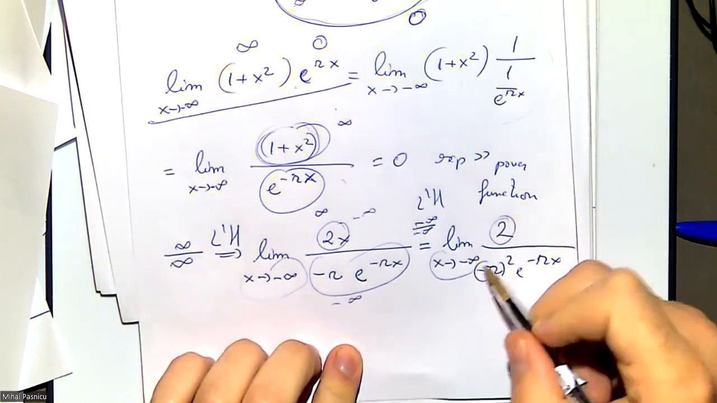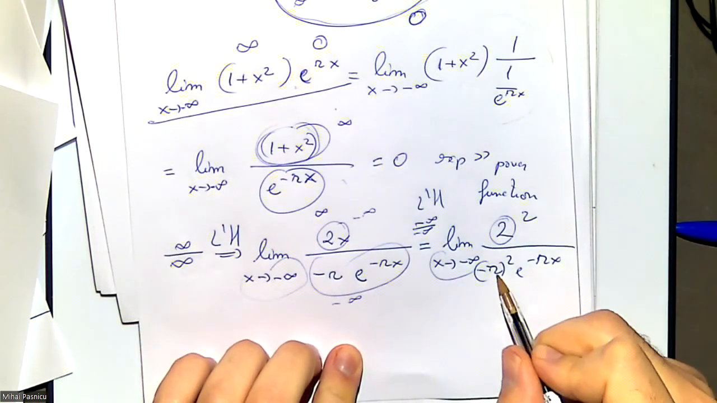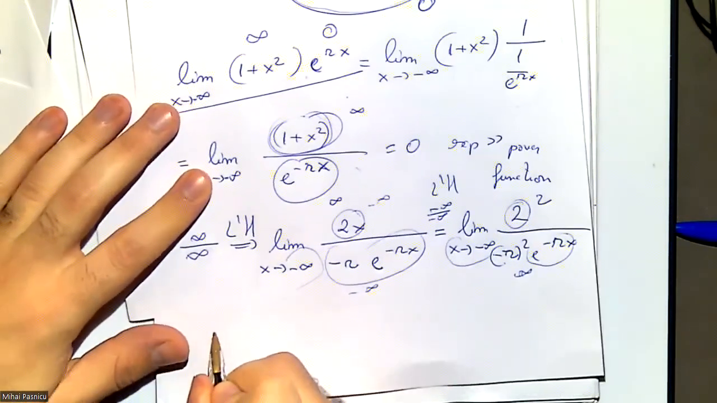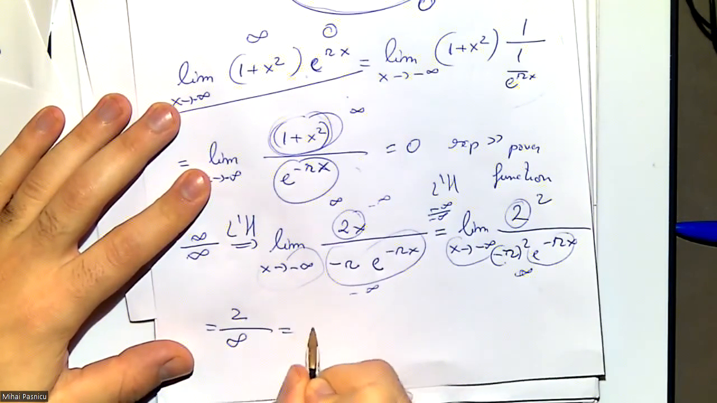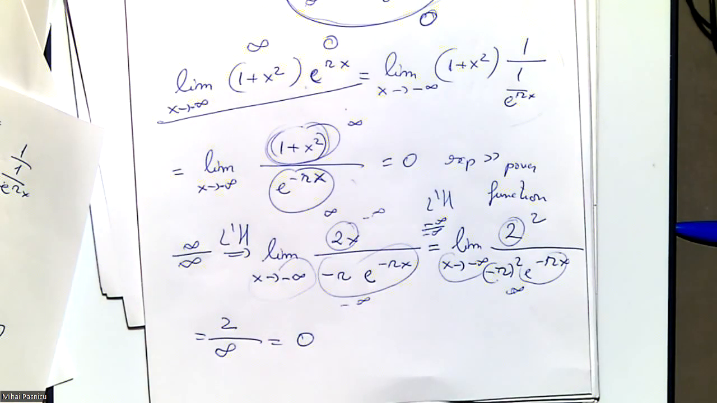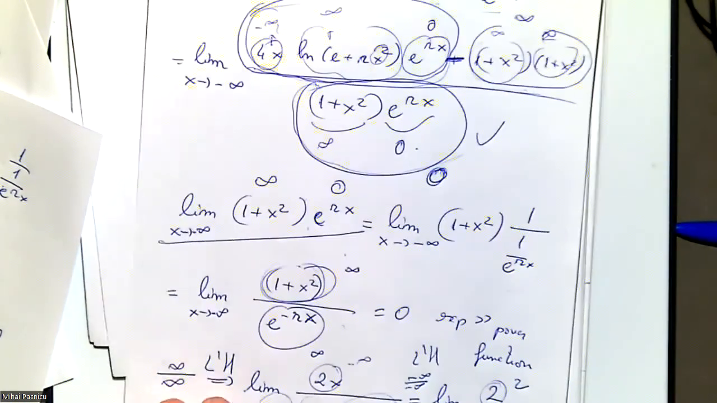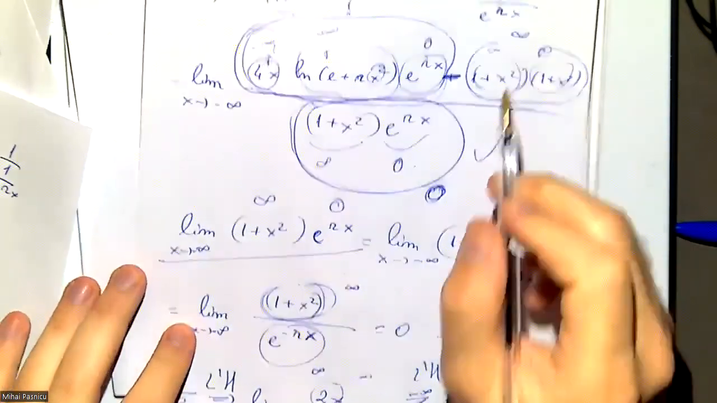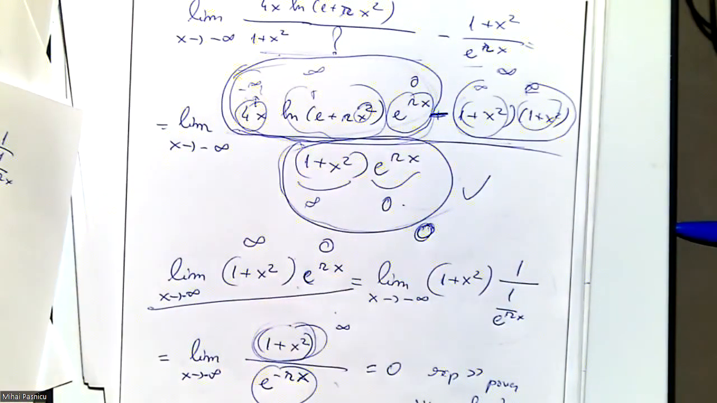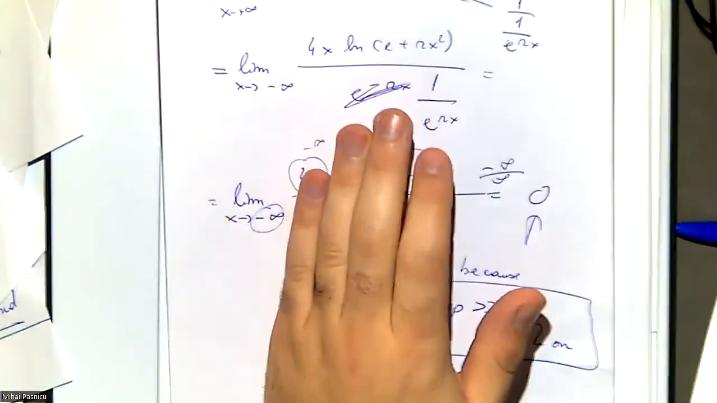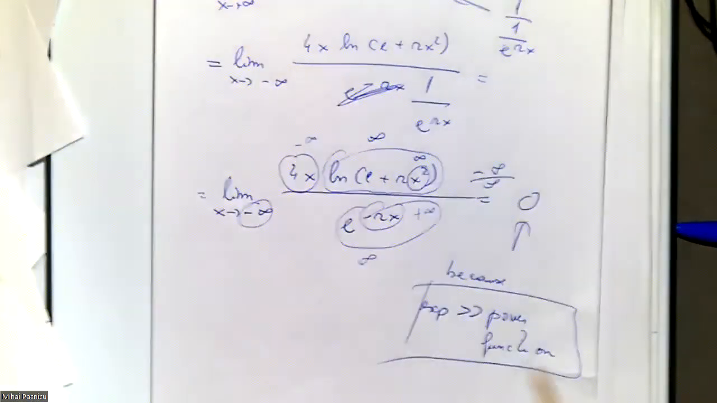What is 2 when x goes to minus infinity? Just 2. What is e to the minus rx? Infinity. So I got 2 over infinity, that's just 0. Cool. So I evaluated this and it's equal to 0. Now, this is infinity, so I just have to evaluate this ugly, ugly, ugly thing here. I just take it out of the limit, and I evaluate it here.